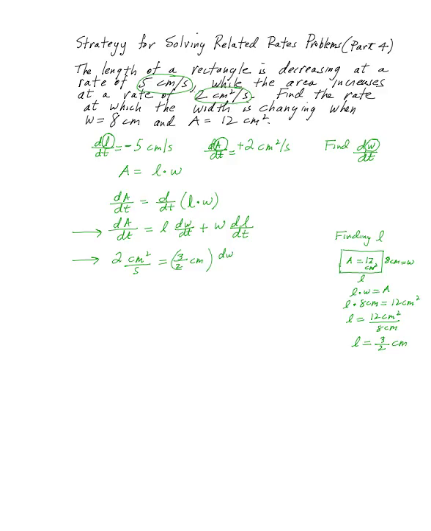I want to find dW/dt. W, I know is what? 8 centimeters. I'm just substituting into this equation. And dL/dt is -5 centimeters per second. So I've got 2 centimeters squared per second equals 3/2 centimeters times dW/dt minus 40 square centimeters per second.